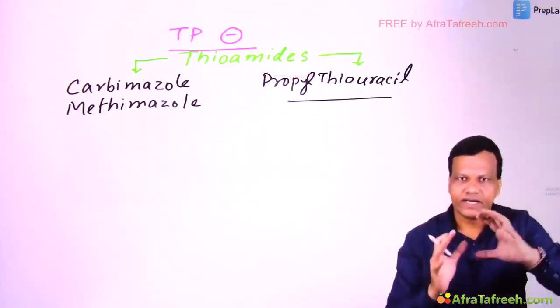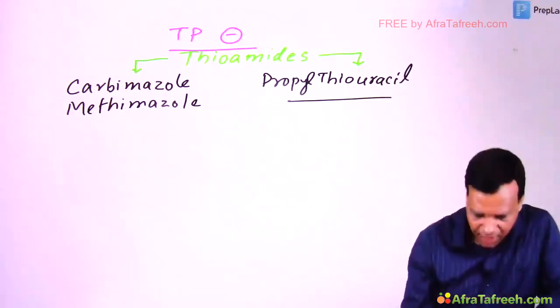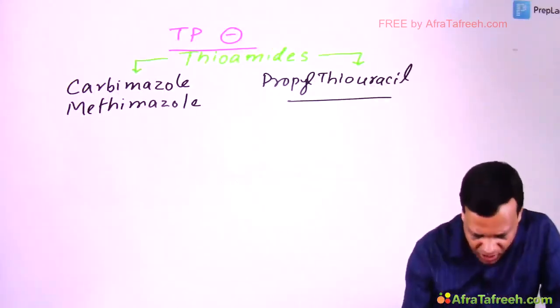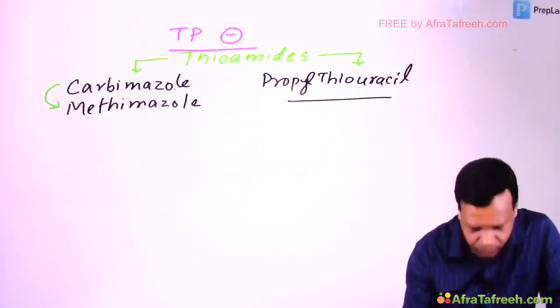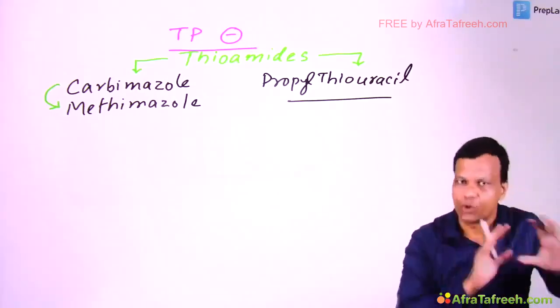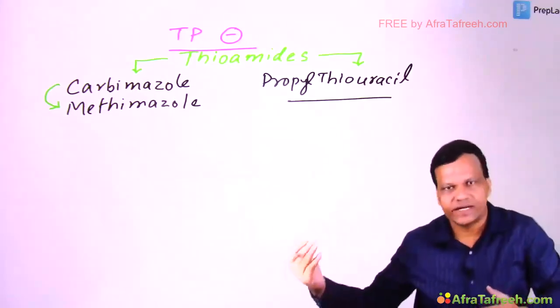Now why have we written two drugs on one side and the second drug on another side? The reason being, carbimazole and methimazole are quite similar drugs. Carbimazole is metabolized to form methimazole and then produces the action. So the final effect will be the same. Carbimazole is a prodrug. It is converted to methimazole, then action occurs. Propyl thiouracil is slightly different.